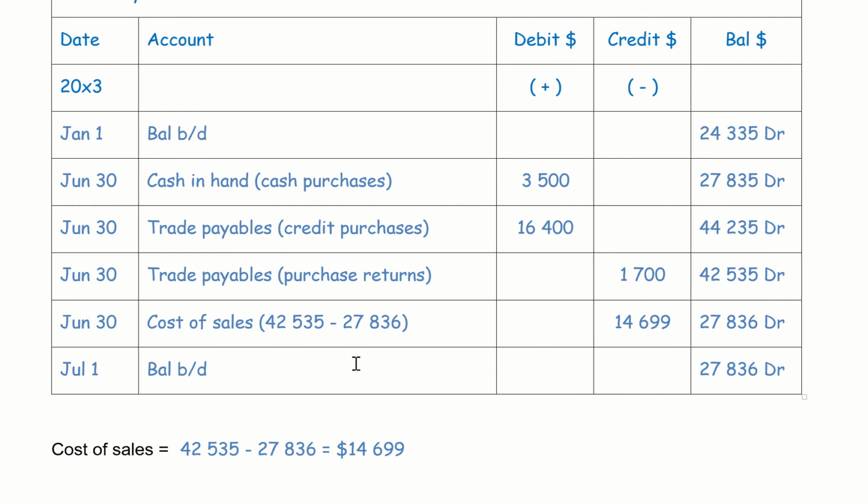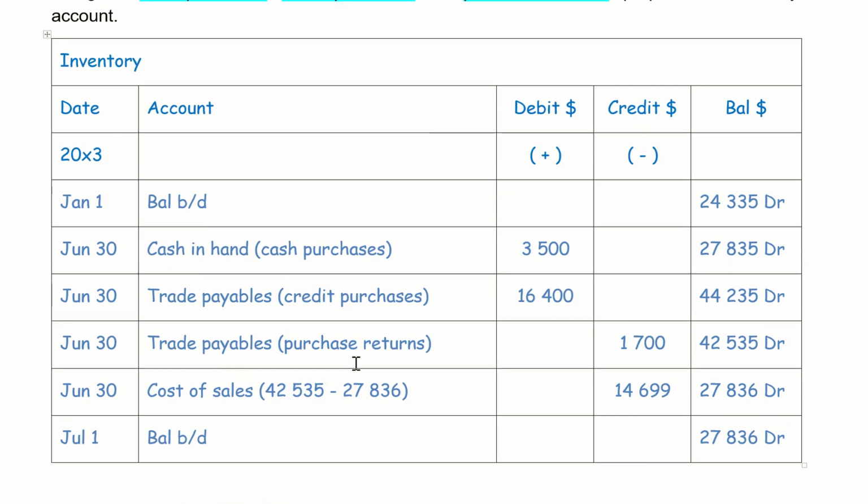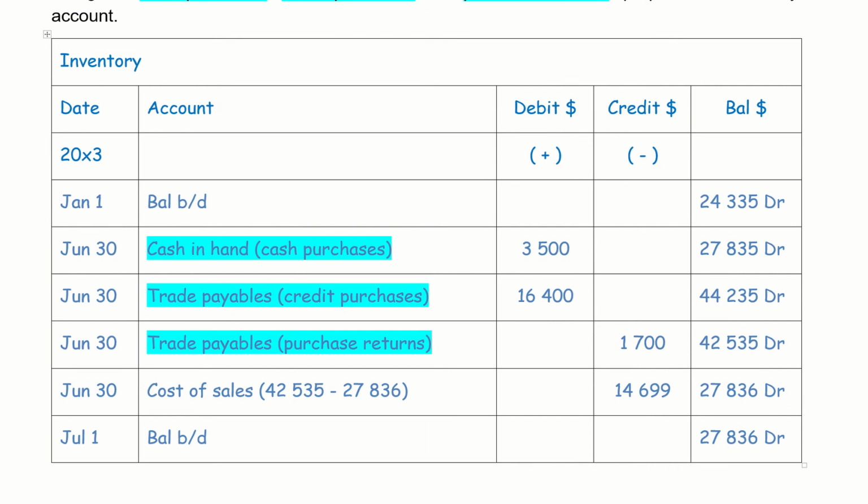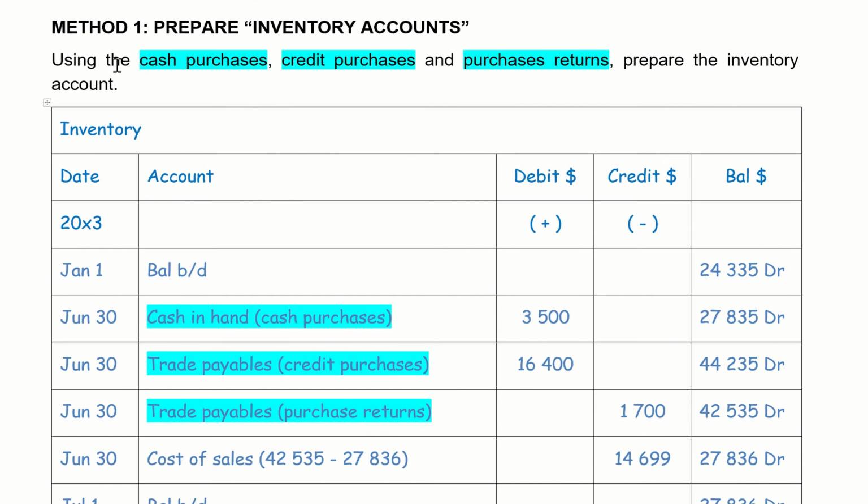For cost of sales, there's no credit or cash transaction. You only need to prepare the inventory account. But what is difficult is that you see these three numbers that I highlighted, you actually need to get them from your inventory purchases question. That's the main difference. So this is the first method where you calculate your cost of sales by preparing an inventory account. As usual, if you don't want to prepare an inventory account, you also can.